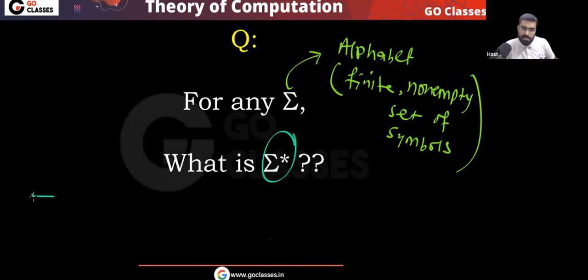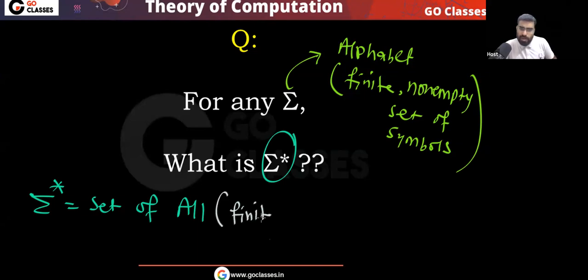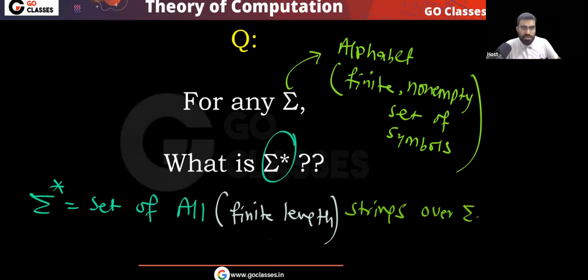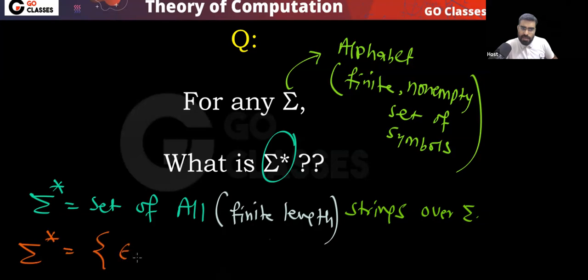See, sigma star is the set of all strings. Yes or no? And by default, strings have finite length. In this sigma star, do you have strings of infinite length? No. All of them have finite length. That you already know. So sigma star is the set of all strings over sigma, like epsilon.